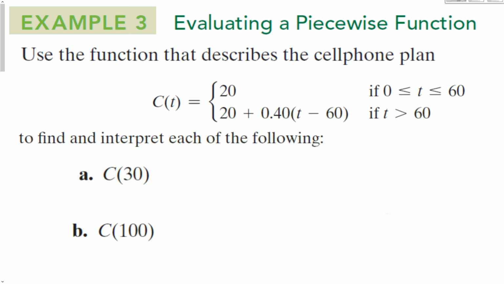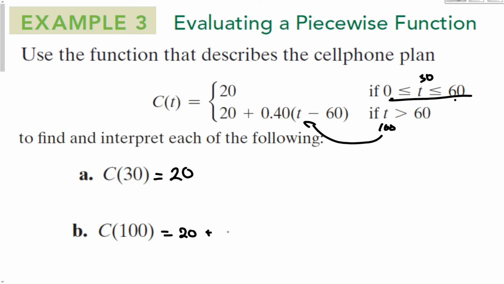So let's calculate this. I can easily calculate C of 30 and C of 100. Well, I have to decide first which function to plug in the number for. So T is going to be 30 because that's what I want to evaluate my function at, which means that it's in between 0 and 60, which means I'm going to have to use this first function, which means C of 30 is just 20. There's nowhere to plug in the 30. However, for the 100, because that is bigger than 60, I now plug it into the second function.